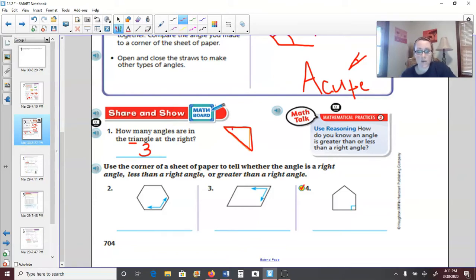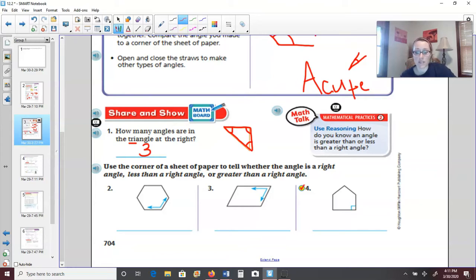And these angles are the spaces between the sides. Okay, so don't get confused between 3 sides and 3 angles. Number 2 wants us to use the corner of a sheet of paper to tell whether the angle is right, less than a right, or greater than a right. You don't really need to use a piece of paper. I think our eyes and the way the arrows are drawn can help us see if the angle is a perfect corner, that would be a right angle, or if it's greater or smaller.